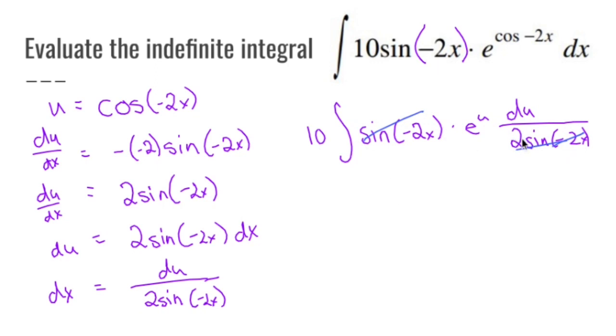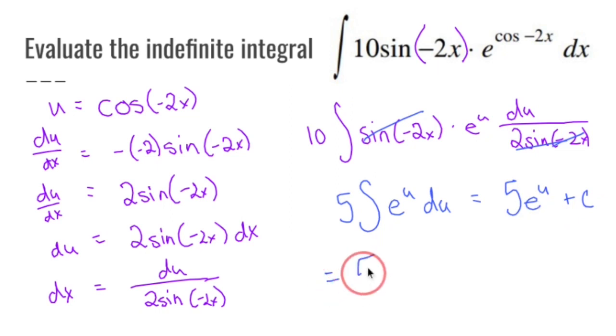All right, 2 is on the bottom, 10 is on the top. This becomes 5. So I have 5 times the integral of everything that's gone except for e to the u du. The integral of e to the u is e to the u. So I have 5e to the u plus c. What was u? Well, my final answer is going to be 5e to the cos negative 2x plus c. Don't forget about your constant at the end. That is my answer for this indefinite integral. Fun, fun, fun, fun, fun.